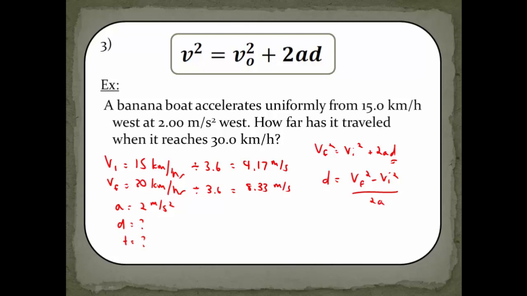Now that we're here, let's plug in our values. We have 8.33 squared subtract 4.17 squared divided by 2 times 2. And you should end up with an answer of 13 meters. Now notice, there is no direction in this case. Why is that? Because we're just talking about distance, right? Now, we can assume that the distance was in its direction of motion, but again, we're not asking for displacement in this case. This is asking how far has it traveled. It's the quantity between 2 points. That's just distance. That's a scalar quantity.